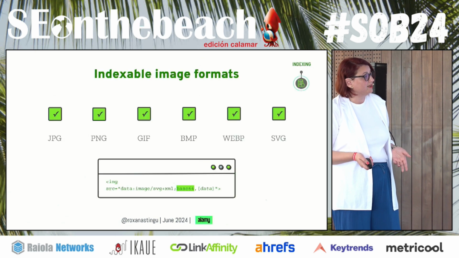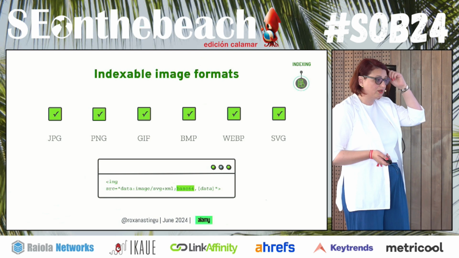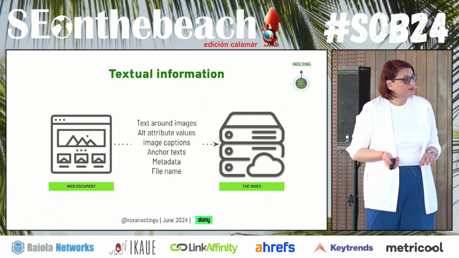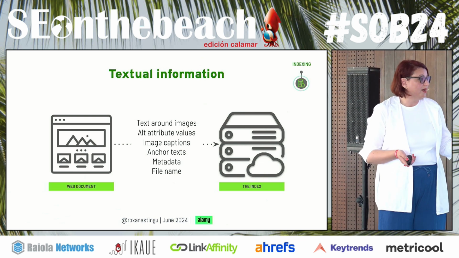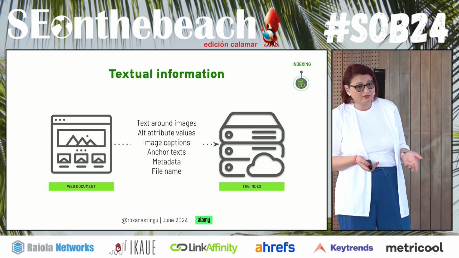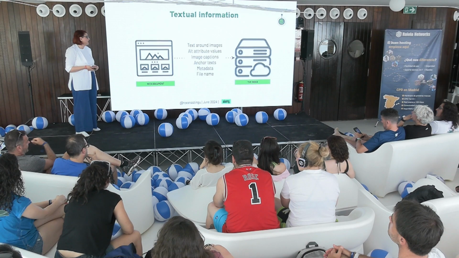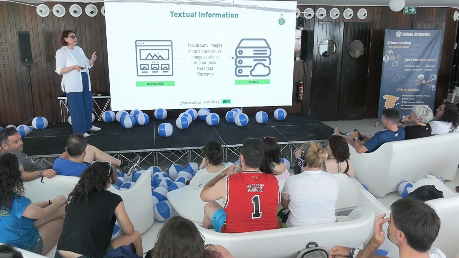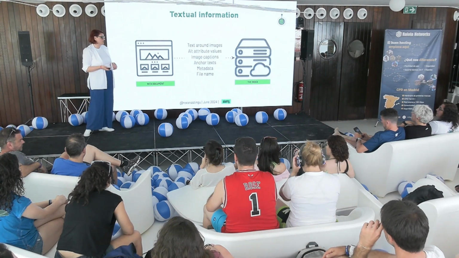Right, indexing. All these image formats can easily be indexed by Google, and I'm assuming all other search engines as well. But alongside, there's information that will get indexed with the images. Of course, you have the alternative text, the alt text, we all know about that, but then the text around the images that's been found on the page, the image captions, image file names, and even metadata that comes with the image, as well as, if you have links pointing to images, the anchor text of those links will also get added to the index.